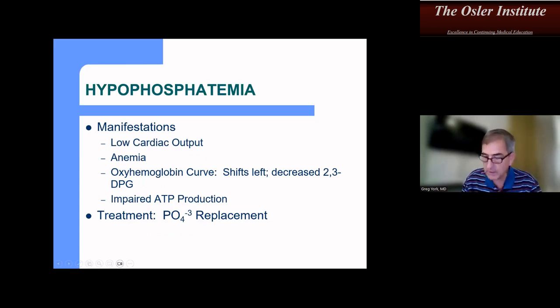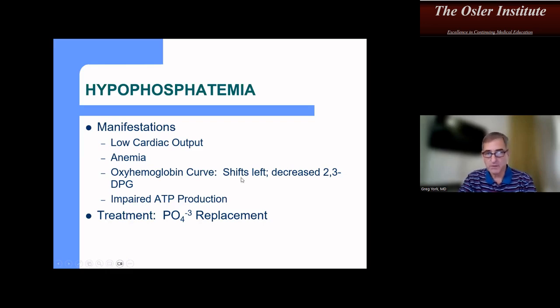One of the manifestations, so if you really think about hypophosphatemia, that is a low energy state because you don't have phosphate. If you don't have phosphate, you can't make ATP. And so everything served by ATP is going to be significantly affected in this. And so low cardiac output, hypophosphatemia can be a killer to the patient.